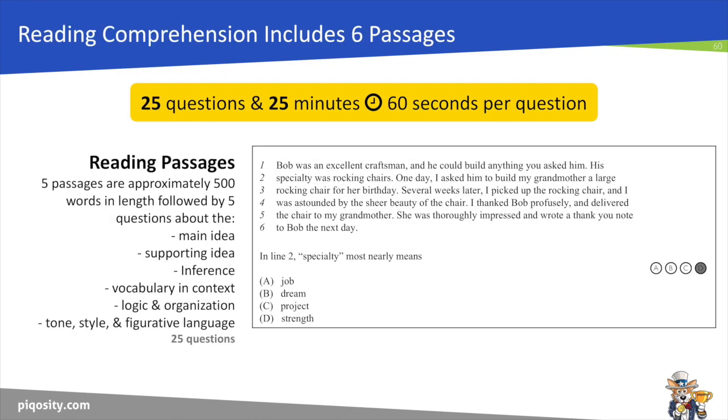After a 5 to 10 minute break, the third section of the ISEE is reading comprehension. In this section, students are presented with 5 passages followed by 5 questions each, which they have 25 minutes to complete. Assuming that students spend half of their time reading and half of their time answering, that's about 2.5 minutes per passage and half a minute per subsequent question. Each passage is roughly 400 to 500 words, or about the length of your average online blog post or daily newspaper article. Passages come from both fiction and nonfiction works, but exclude poetry.